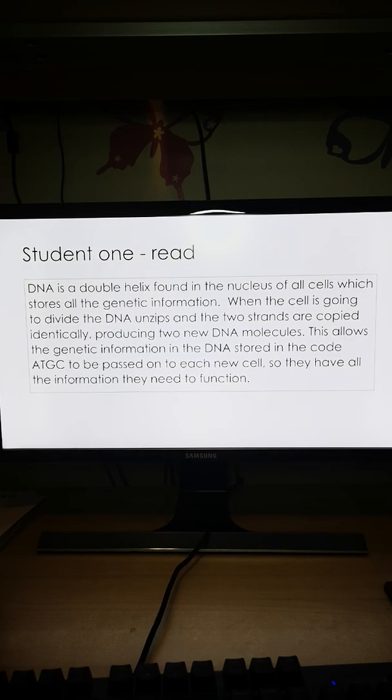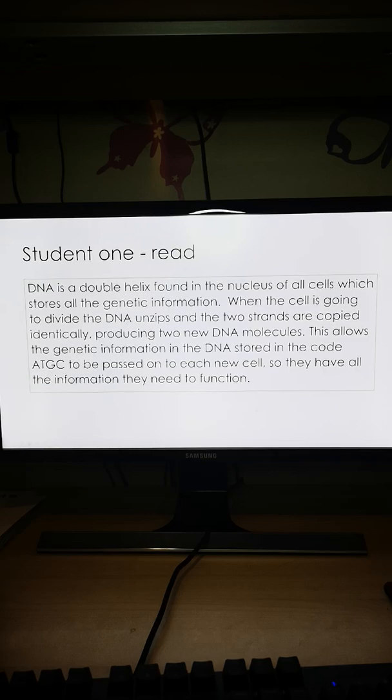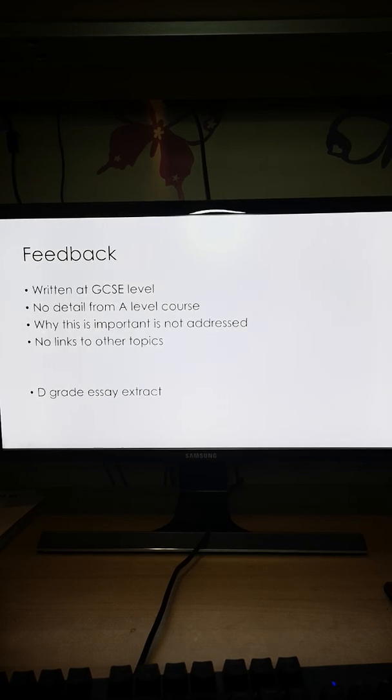Okay, I want us to just reflect on that for a moment. So they have talked about DNA as a genetic information transfer molecule. So there's an information transfer implied in this. But look at the material they've presented. Is any of it A level? Okay, keep it in front of you. You've got the Word document.